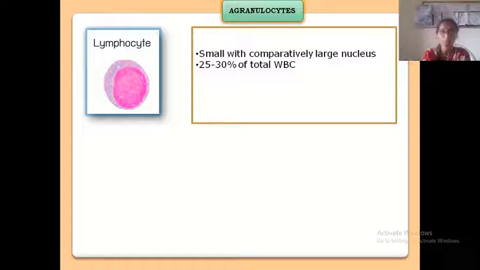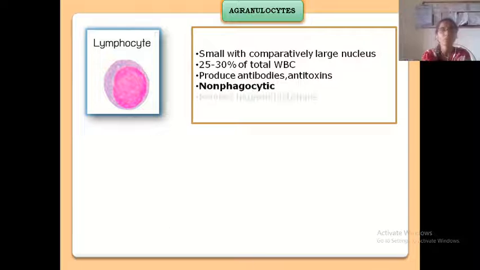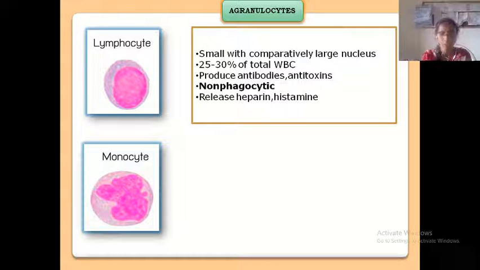These two lymphocytes, T cell and B cell, play a very important role in our immunity, because B cells synthesize antibodies and T cells secrete lymphokines, and these antibodies and lymphokines play a very important role against whatever antigens enter our body. Approximately 25 to 30% of our total WBCs consist of lymphocytes. These are also non-phagocytic in nature, and some lymphocytes produce histamine and heparin.